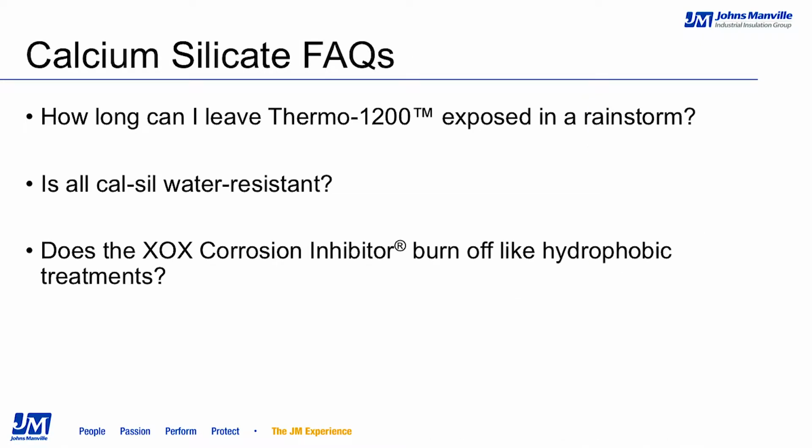So some frequently asked questions we get about calcium silicate. The first one, how long can I leave Thermo 1200 exposed in a rainstorm? What we have tested is that it can be exposed in a moderate to heavy rainstorm for about 20 minutes and show less than 15% mass absorption. However, it should be noted that in industry best practice, the insulation should be jacketed as soon as possible.